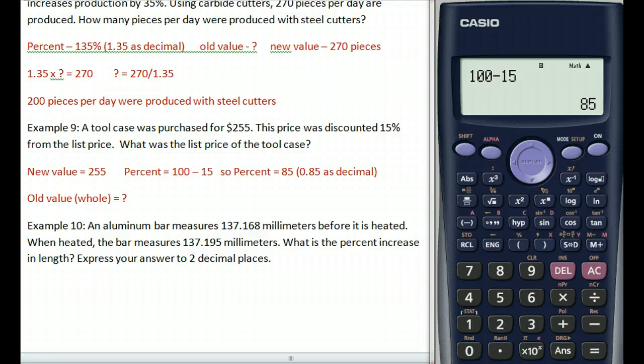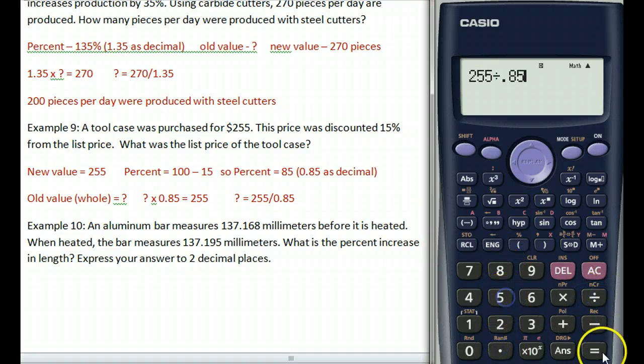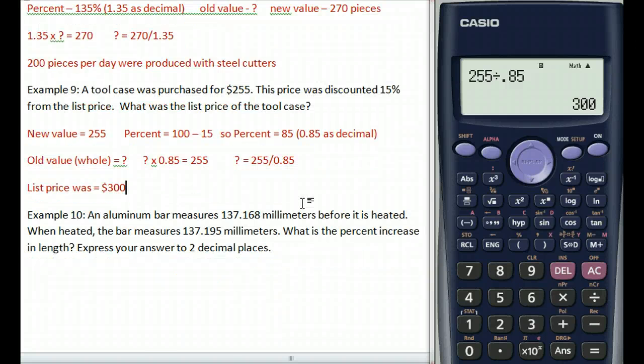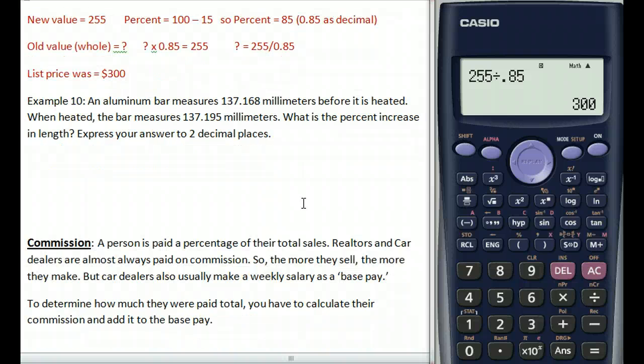Okay, so let's write our problem. I know my old value times my percent is going to give me my new value. So that means my question mark is 255 divided by 0.85. Now since it's discounted, my original price should be more than the new price. 300. It is. Great. So the list price, the old value, was equal to $300. Again, always ask yourself, does this make sense?